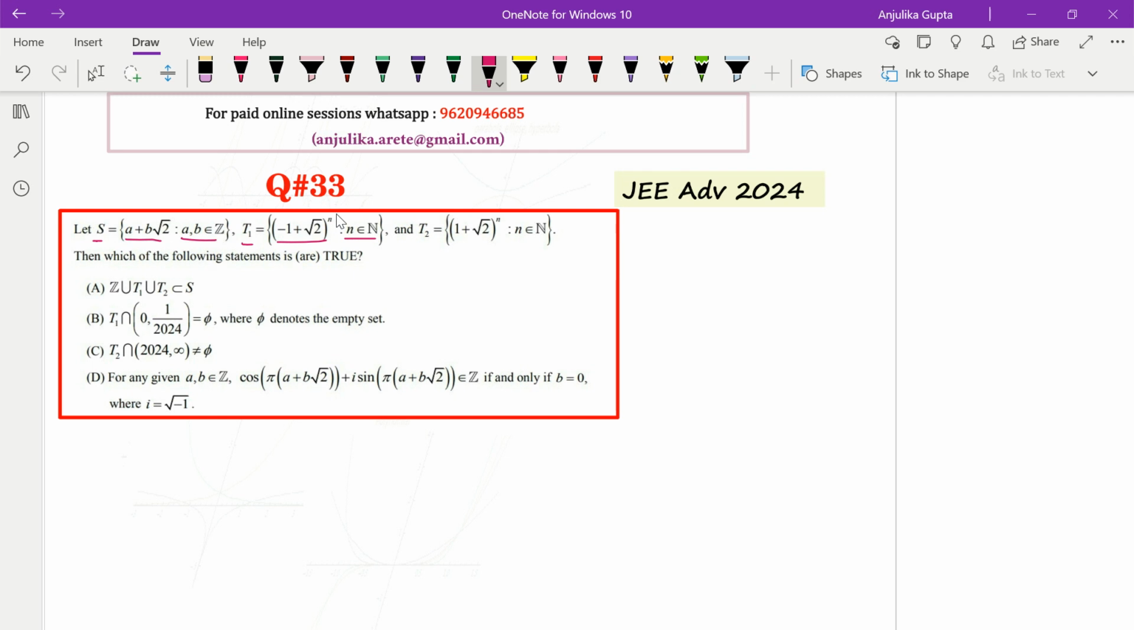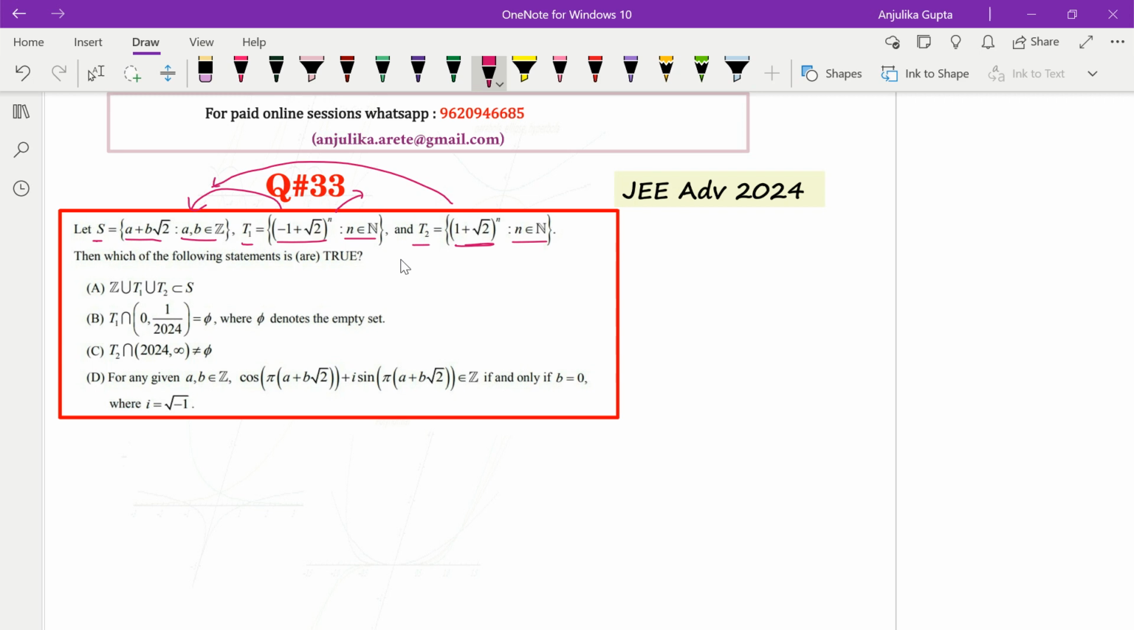Now, if you plug in any natural number n and expand it, do you think that you will always land up in an element which is in S? See for yourself. Similarly, T2 is (1 + root 2)^n. Again, n is a natural number. You raise it to any natural number, can you see that any element here will again end up being an element in the set S? Anyways, let's try answering the questions.